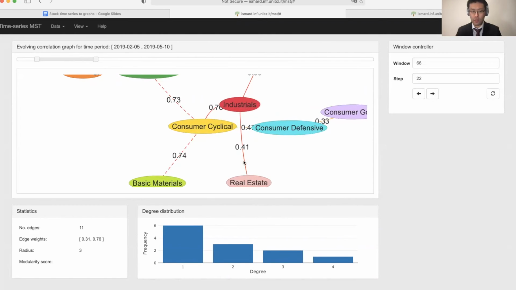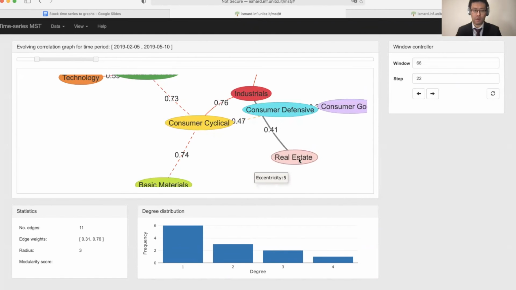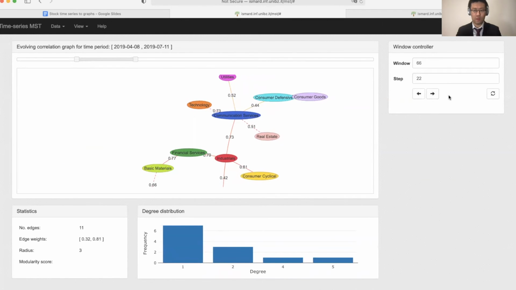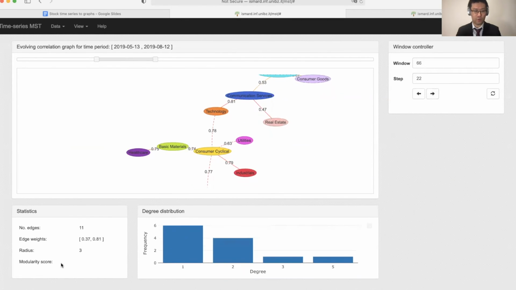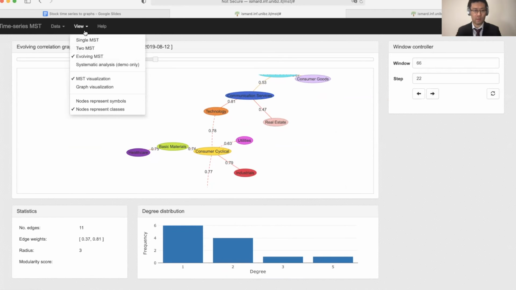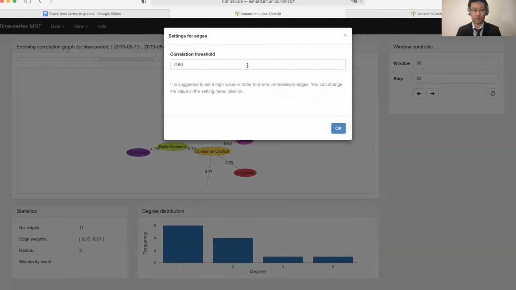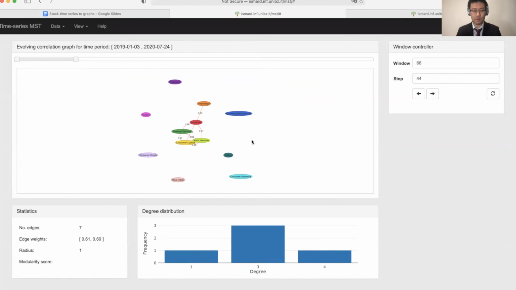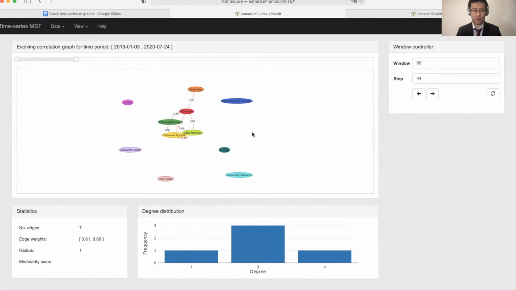We use a solid edge to represent an edge which was also in the last picture, and the dashed one to represent newly added edges. The indicators and degree distributions are reported as well below. Besides this modality, we can also check the correlation graphs instead of the MST. And this is a correlation graph.